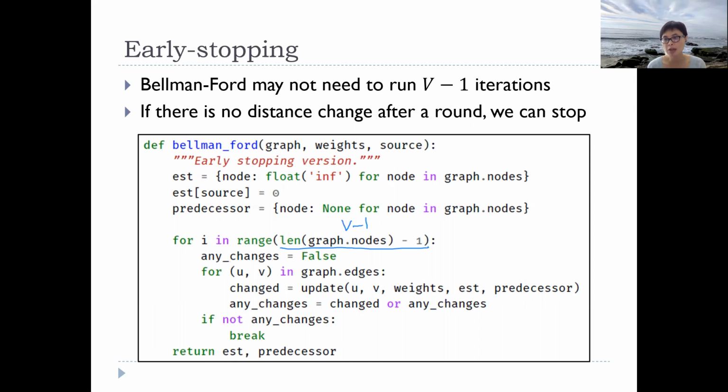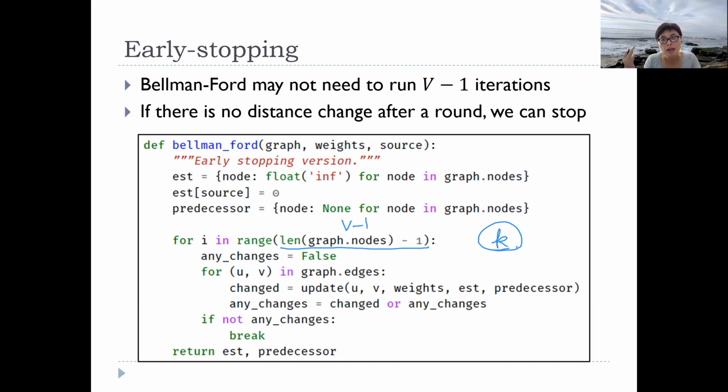The reason is that if I run k iterations, then I can only guarantee that all the nodes whose shortest path has at most k edges from the source have their distance estimated correctly. In order for me to make sure that all nodes have a correct distance estimate, I have to prepare for the longest possible shortest path, which is v minus 1.